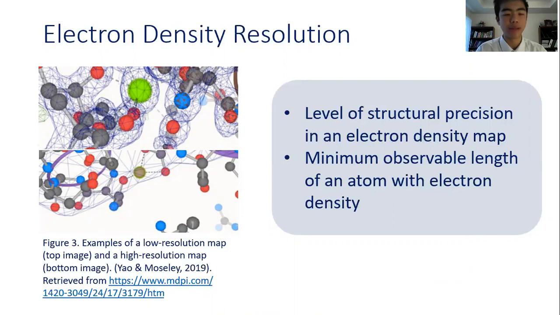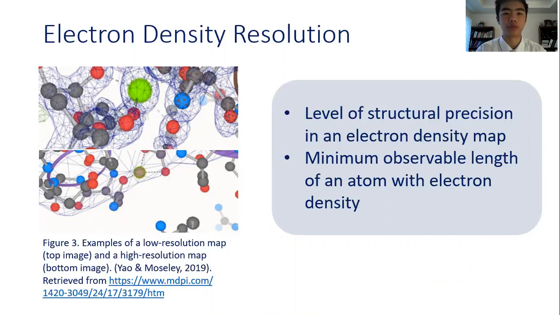So for instance, in the maps on the left, you can see the top map is the good example with a very low resolution value, which would mean that you can see more detail within that model. But the map on the bottom, you can't really see as many of those purple meshes, which indicate the electron density. And as such, it has a very low regional structural quality.